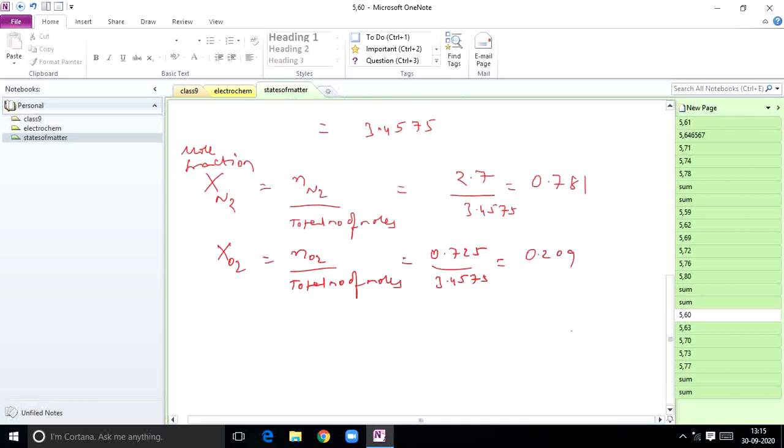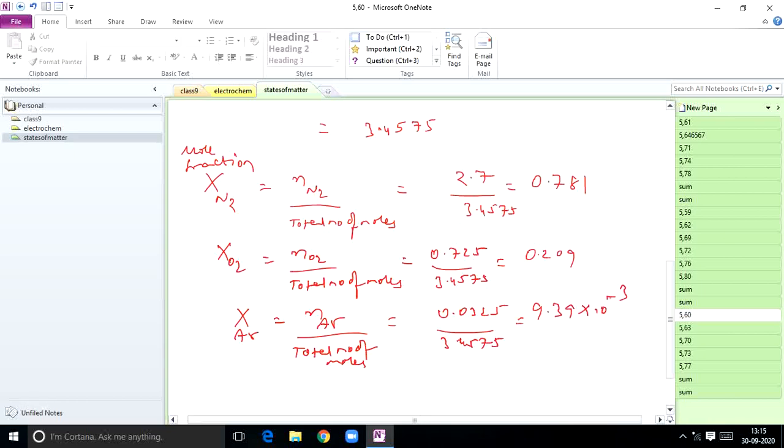How to calculate, and if any error is there, you have to tell me. Mole fraction of argon is equal to number of moles of argon divided by total number of moles. So number of moles of argon, how much, students? 0.0325 by 3.4575. So that is equal to 9.39 into 10 power minus 3.